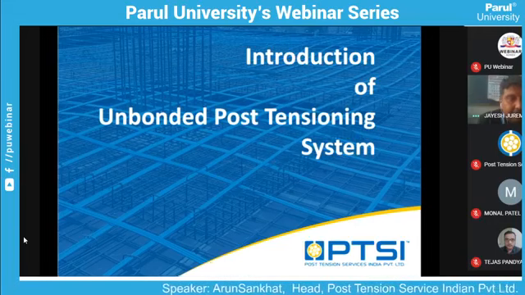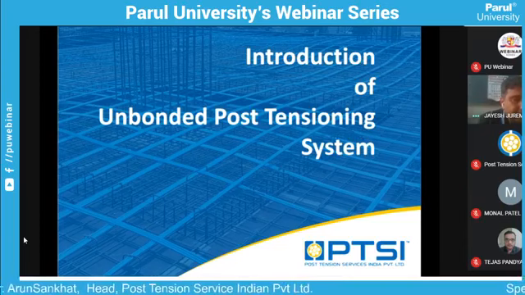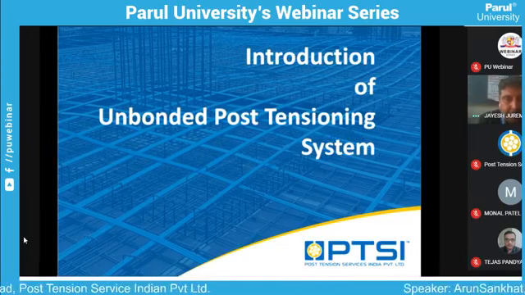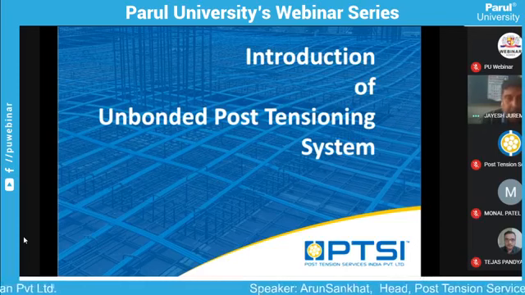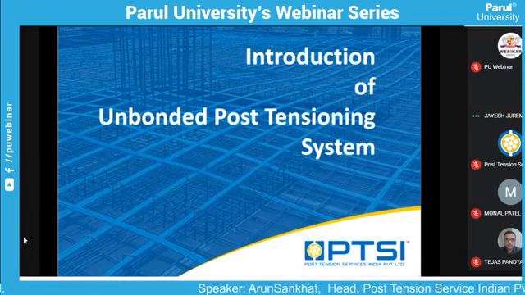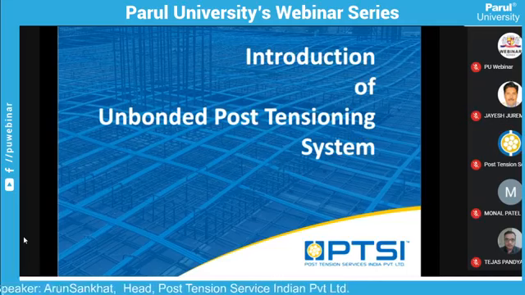So this would be the most introductory phase of going through the pre-stressing systems. One of the pre-stressing systems is known as the unbonded post-tensioning system. We'll go through this slide by slide, and we'll try to figure out where this would be the most useful, and how it is actually carried out on site, and what the basics are.